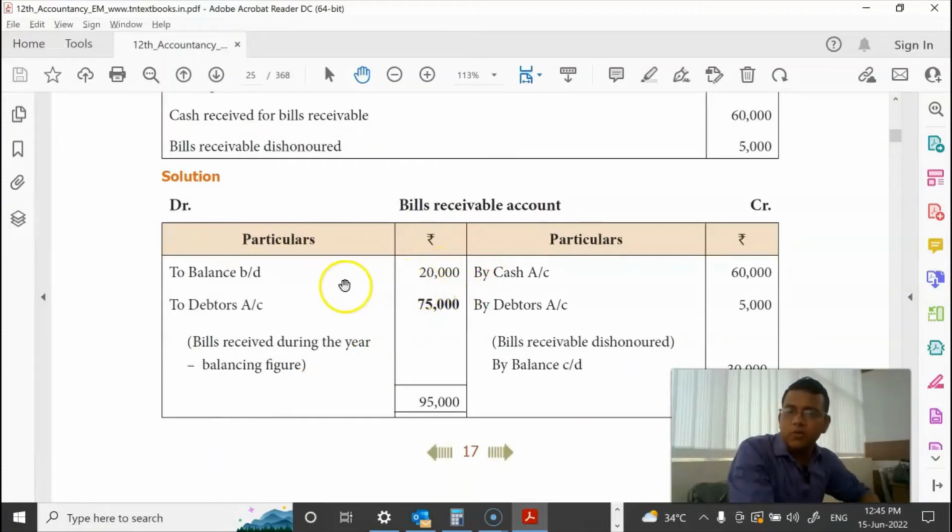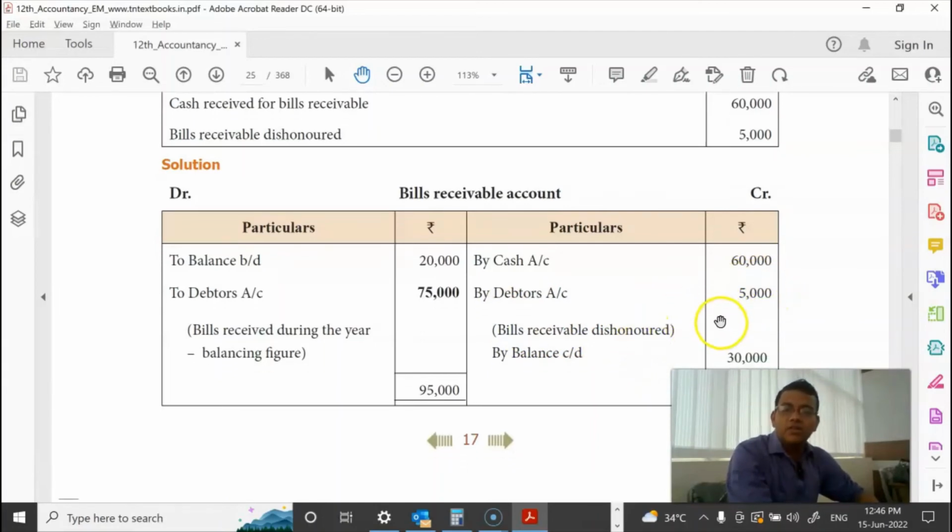So we will mention that opening balance 20,000, cash collected 60,000, by debtors, that is this bills receivable which have been dishonored, only that portion we will write, 5,000 over here, and they have given the closing balance which is 30,000. So obviously the balancing figure is going to be the total bills received during the year. So to debtors 75,000. So this is how you arrive at the bills receivable account, right?